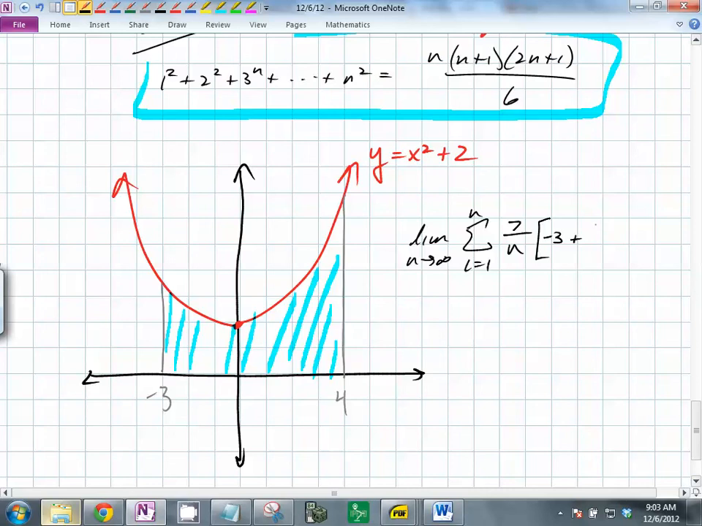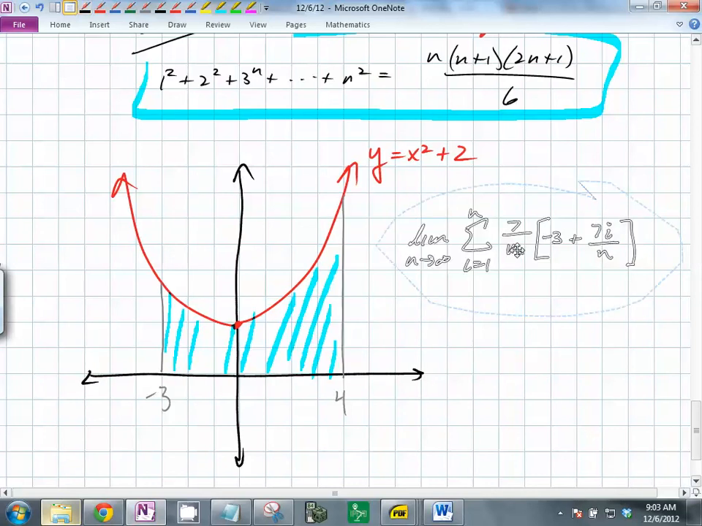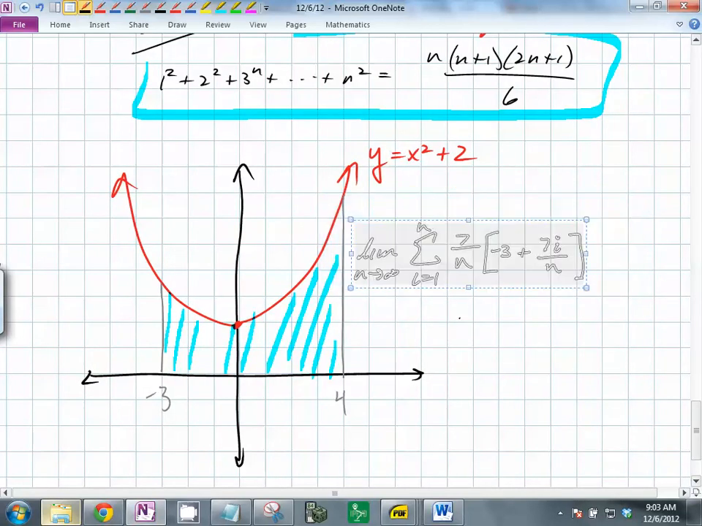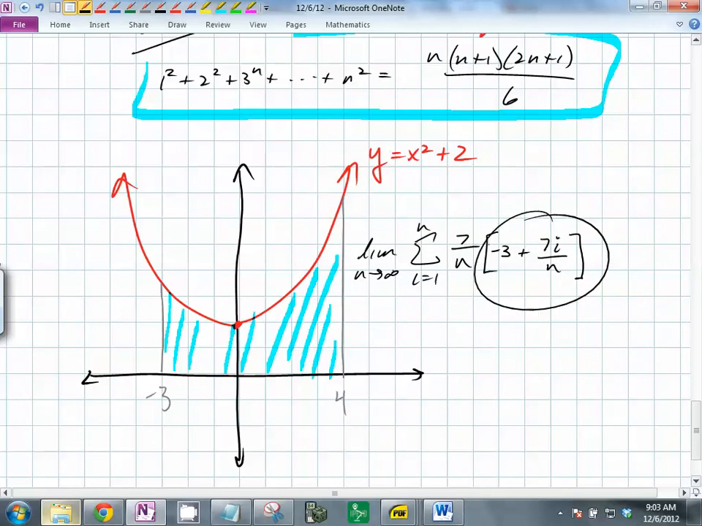7i. It's 7i over n. Now here's the thing. This is where we have to be very, very careful because we added something in here. This right here represents the x value, right? But what function are we plugging it into? x squared plus what? x squared plus what?